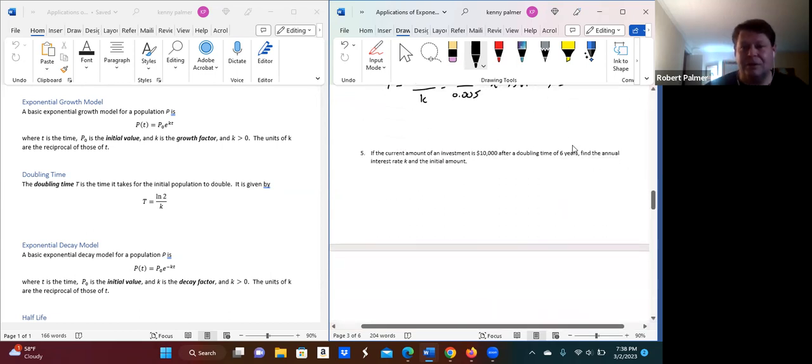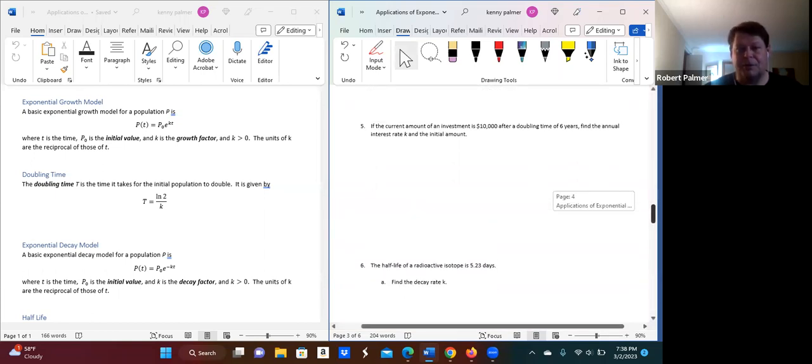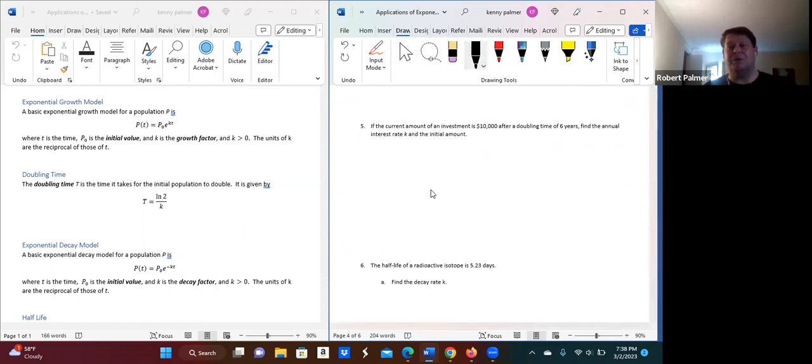So next, let me just move this down. We have more space. Okay. So this is another one about continuous compounding. If the current amount of investment is $10,000 after a doubling time of 6 years, find the annual interest rate K and the initial amount. Okay, so a few things going on here.